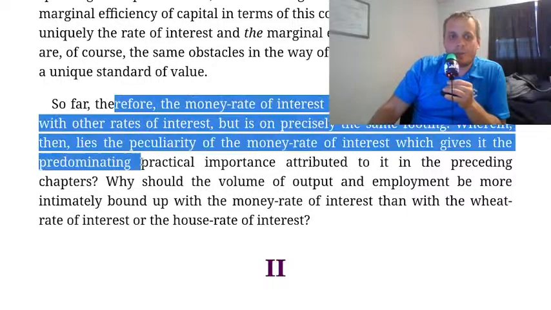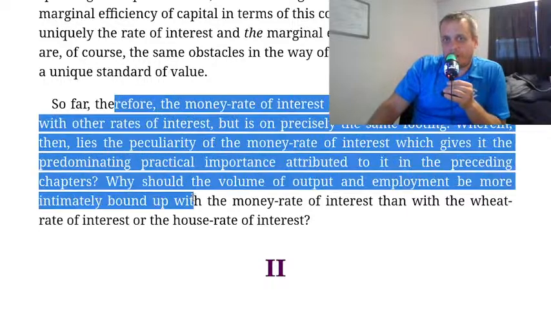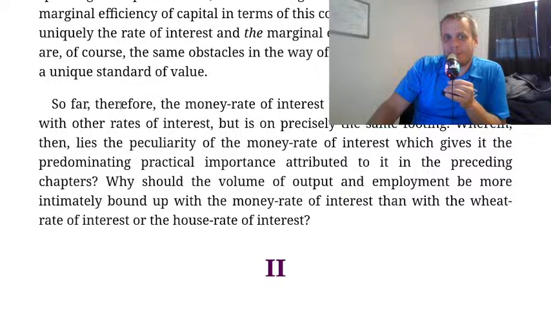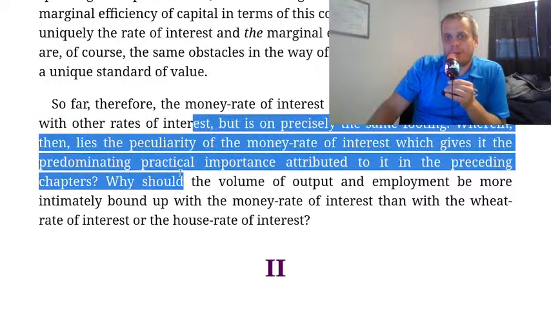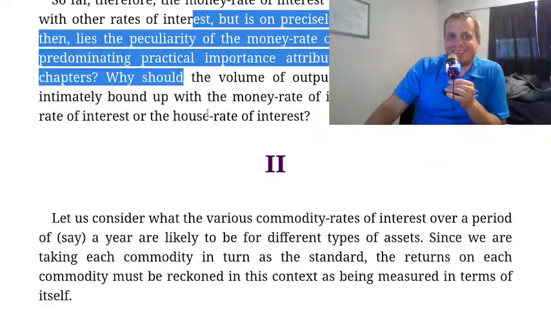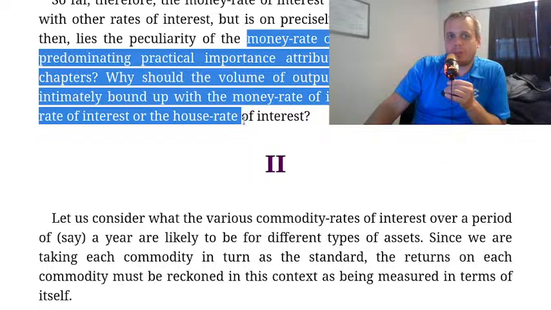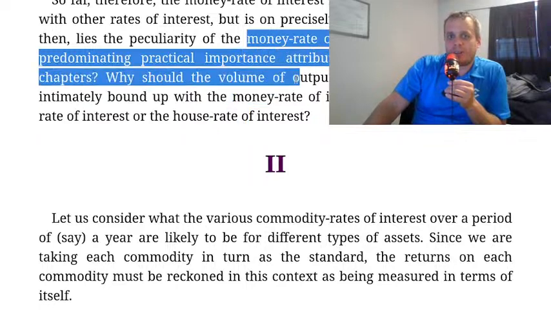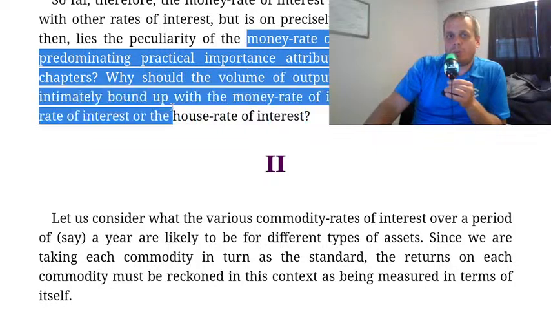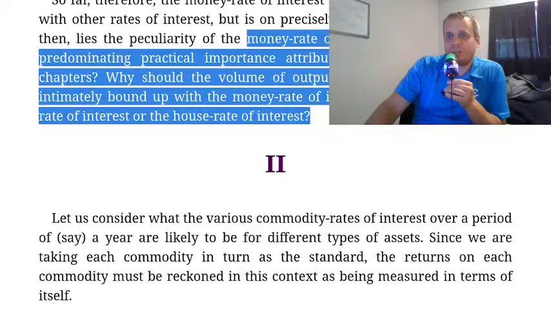Anyway, so far, therefore, the money rate of interest has no uniqueness compared to other rates of interest, but is on precisely the same footing. Wherein, then, lies the peculiarity of the money rate of interest, which gives it the predominating practical importance attributed to it in the preceding chapters? Why should the volume of output and employment be more intimately bound with the money rate of interest than with the wheat rate of interest or the house rate of interest?